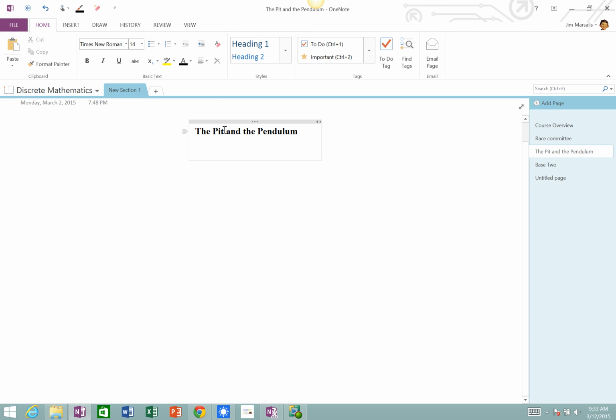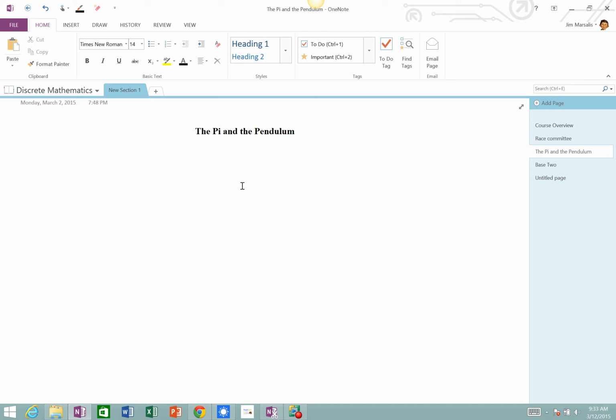And in tribute to him, instead of calling this little discussion the pit and the pendulum, I'm going to get rid of the T and call it the pi and the pendulum. Because we're going to talk about the relationship between the famous number pi and a swinging simple pendulum.